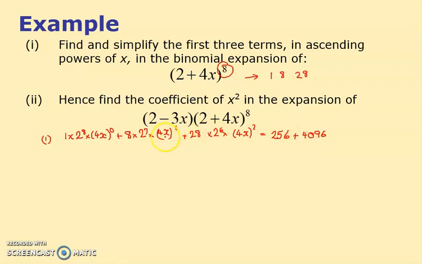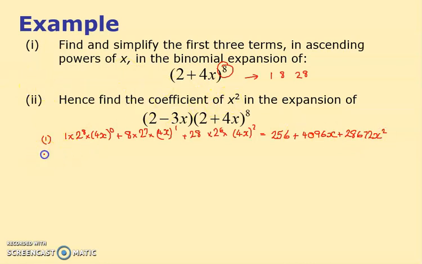This time I get an x on that. And next time it will be an x squared. It will be 28 times 2 to the power of 6 times 4 squared. Don't forget that. I typed it wrong. 28 times 2 to the 6 times 4 squared. I get 28,672 x squared. And then it says, hence, find the coefficient of x squared.